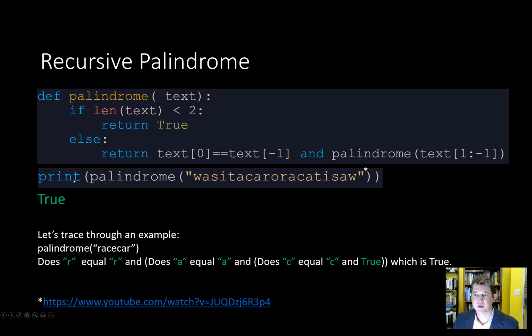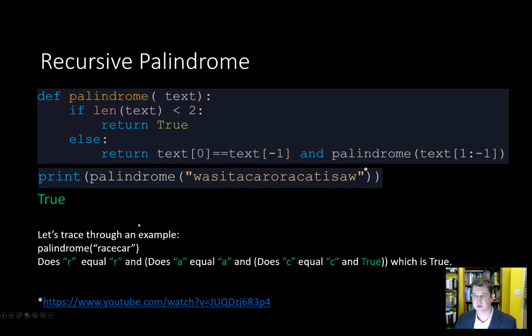All right, so here's an example. If I run the program on "was it a car or a cat I saw?", sure enough, it tells me true, that is a palindrome. Let's trace through a smaller example a little bit.